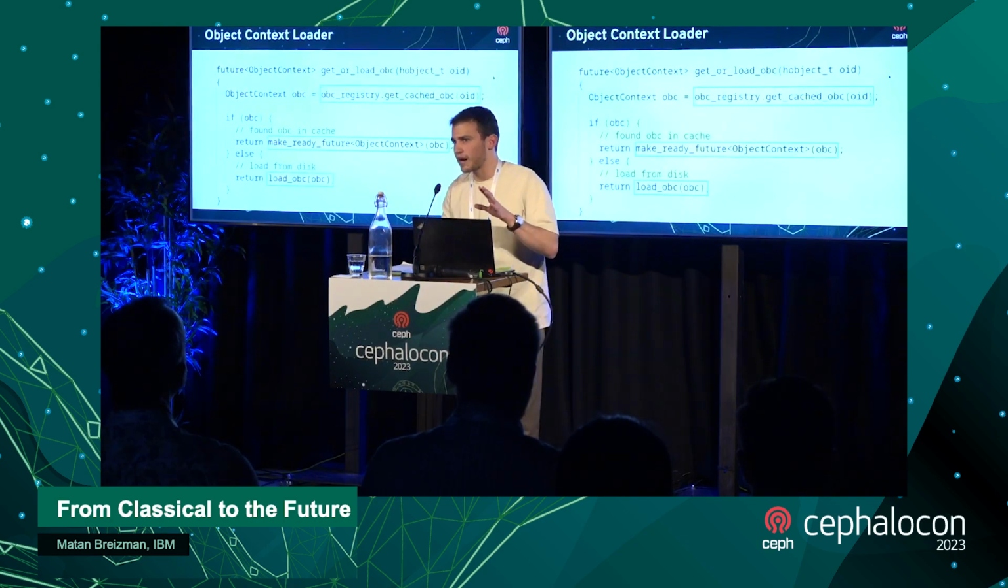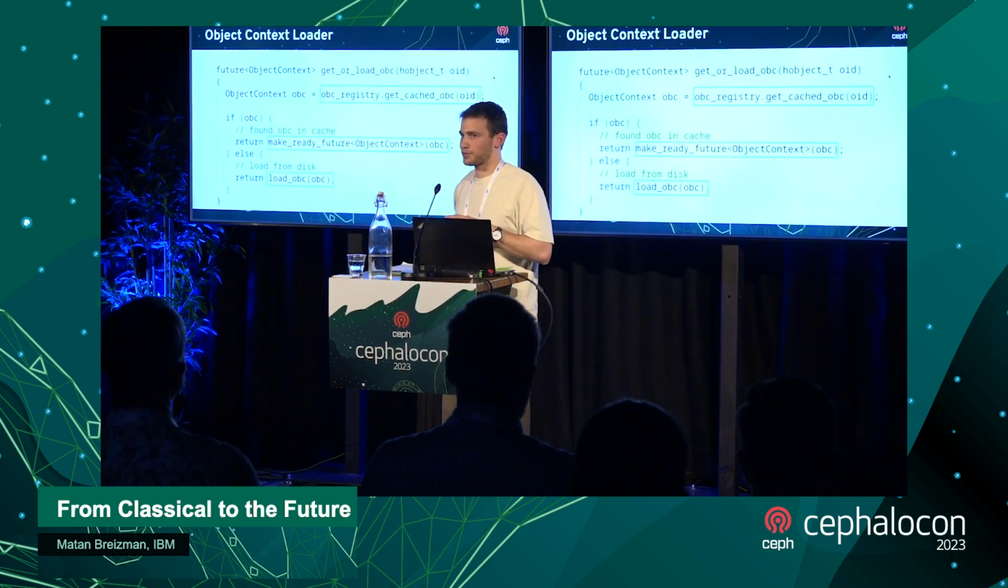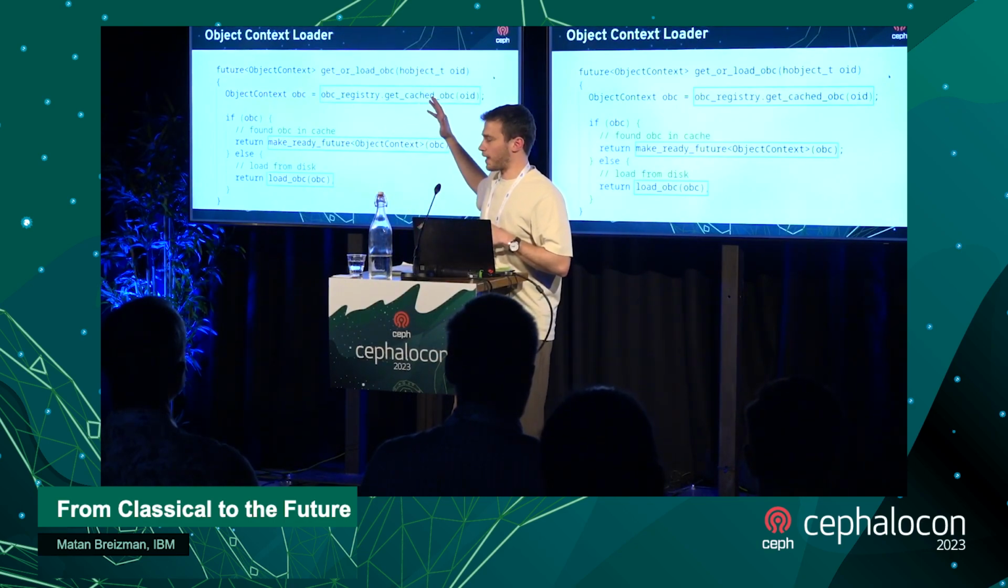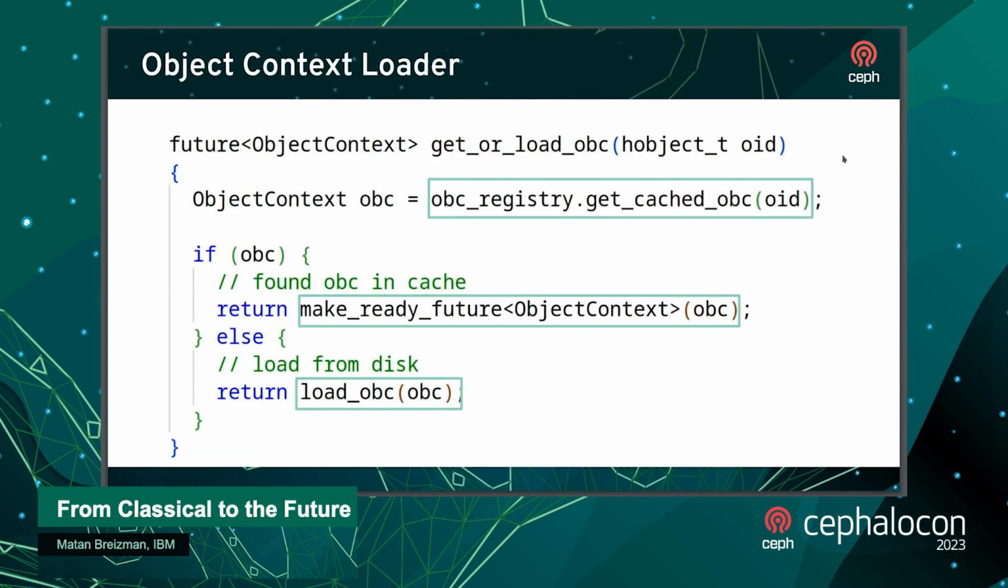So this is the last, I would say, new function we see today. So don't worry if you've seen too much code today. This is now the get or load OBC with an object ID as a parameter, as we've seen. But now the carried data type within the future is of type object context. So it's not just a timing future. We actually have a value we want to use inside of it.